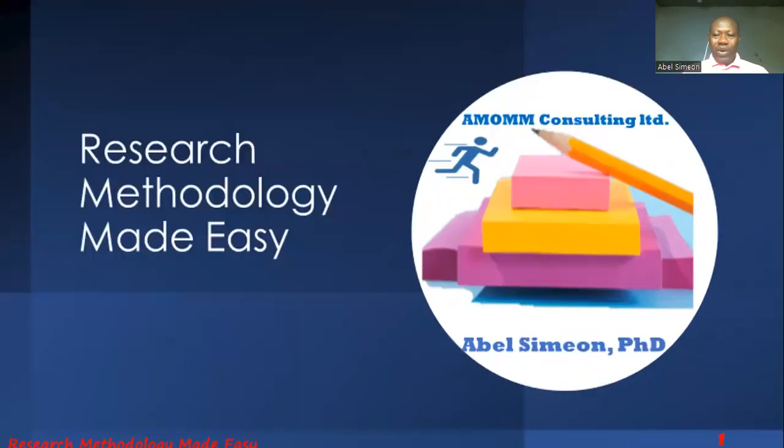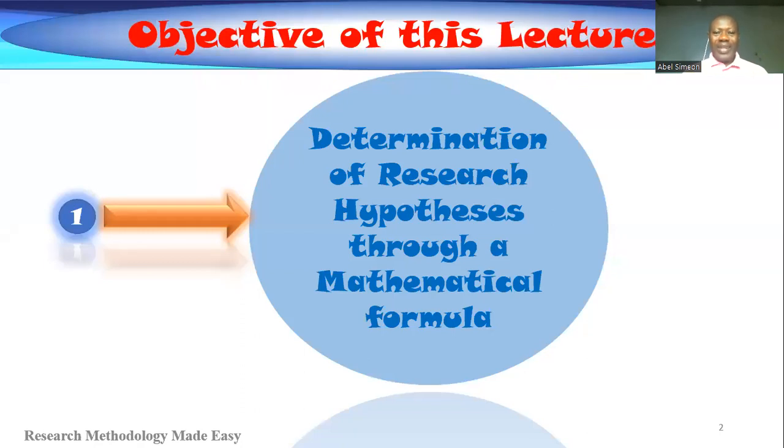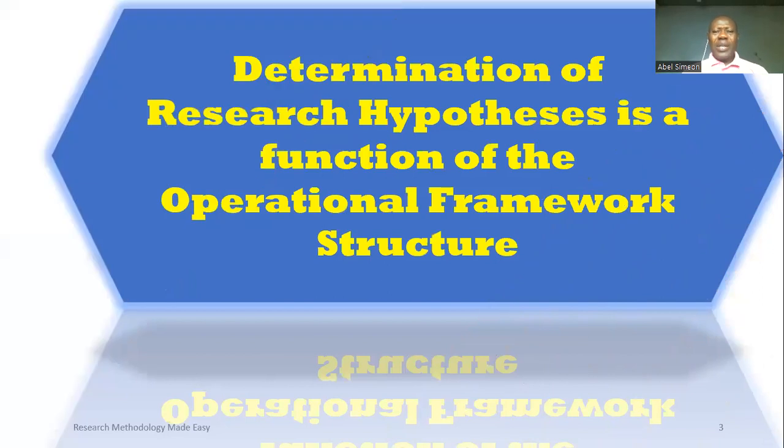See what we have here. This is for the hypothesis determination. So determination of a research hypothesis through a mathematical formula is what we are considering in this very video. It's a very short one. But before then, you need to understand that you cannot know what the number of hypotheses will be in a work if you do not understand your conceptual framework that will transmute it into operational framework.